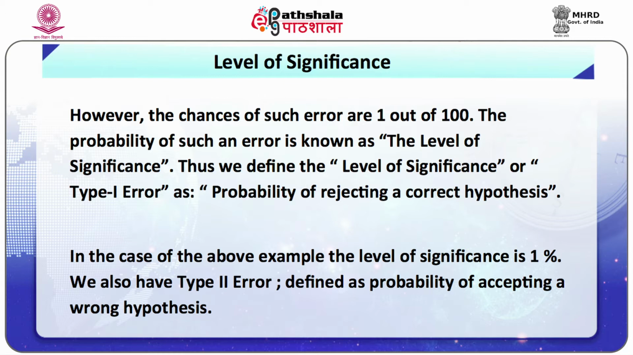The probability of such an error is known as the level of significance. Thus, we define the level of significance, or type 1 error, as the probability of rejecting a correct hypothesis.